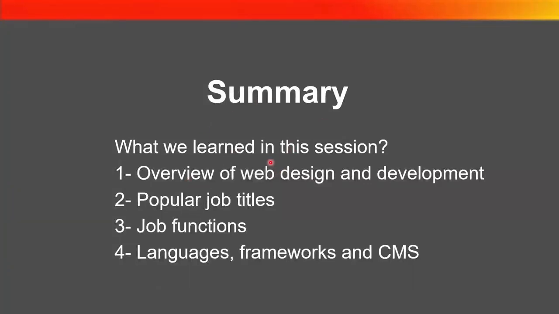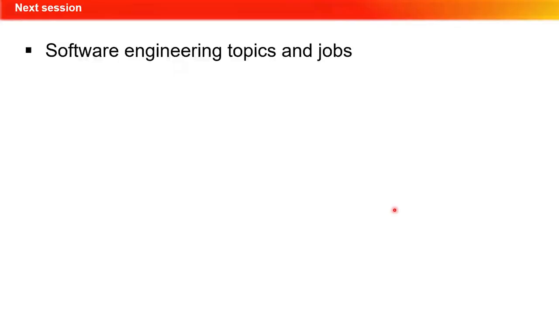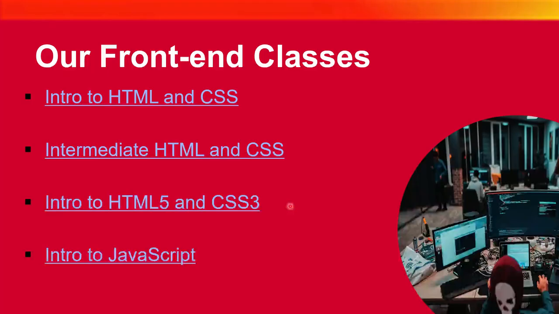So here is our summary. So this is what we learned. We had an overview of web design and development, popular job titles, job functions, and then we talked about languages, frameworks, and content management systems. Our next section is software engineering topics and jobs. Again, please consult your learning materials for these classes.